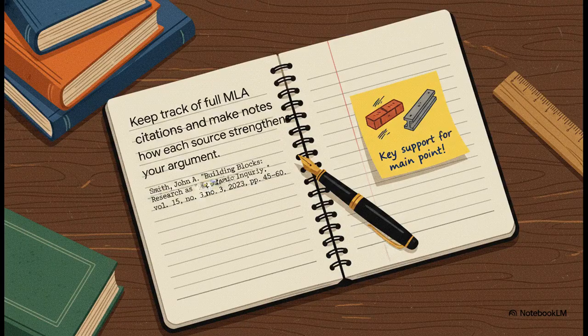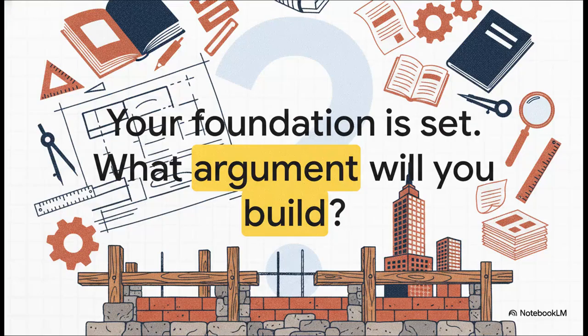And here's one last pro tip for you. As you're creating that working bibliography, don't just list the titles. Go ahead and write out the full MLA citation for each source right then and there. Trust me, it will save you a massive headache later. And right next to that citation, just jot down a quick note to yourself about how that source helps your argument. And there you have it. You've got the blueprint, you've got the materials, and now you have the master plan. Your foundation is officially set and ready to go. So the only real question left is, what argument are you going to build?